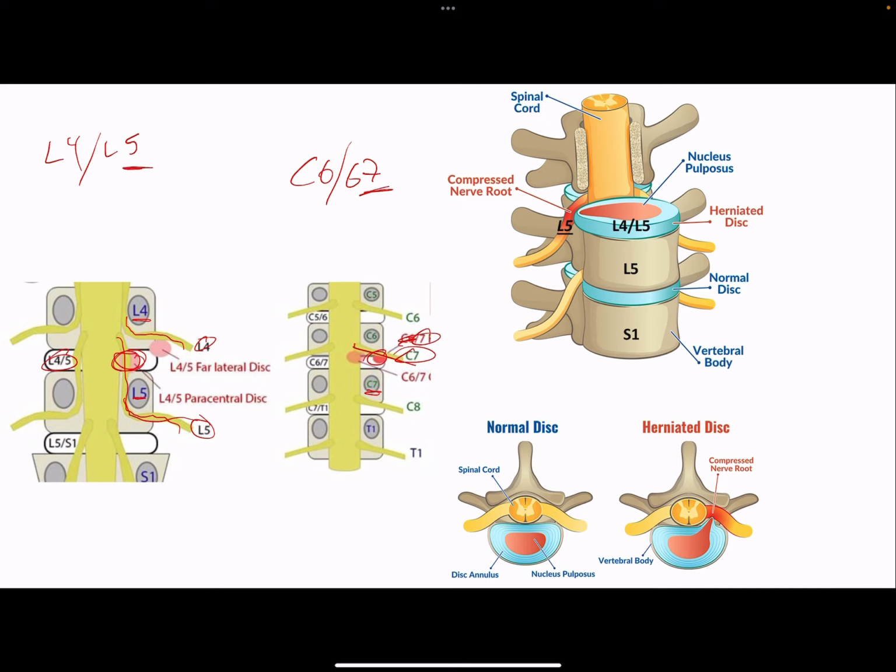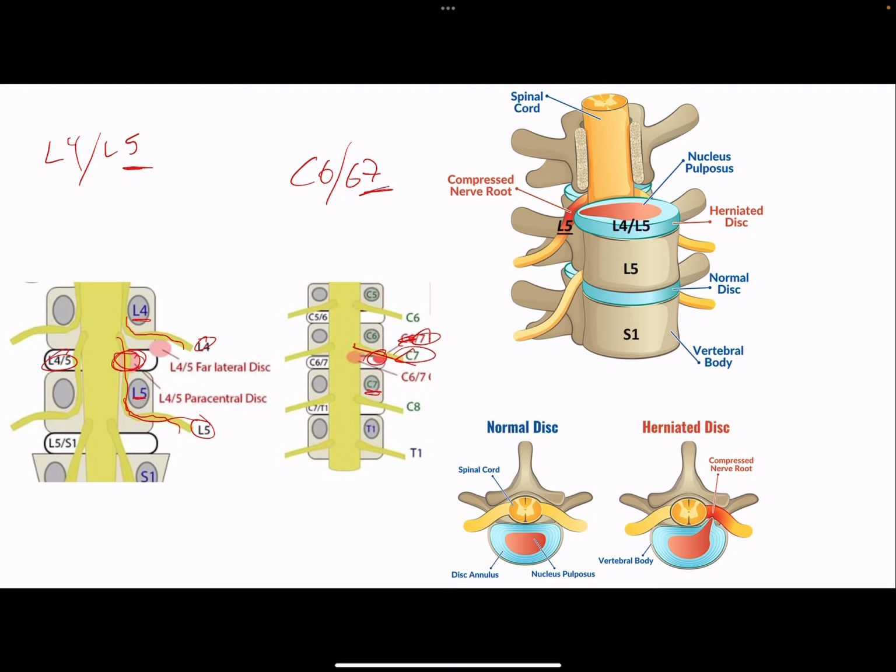So if that was all gobbledygook, what you should know is that whenever you're looking at a particular disc herniation, it is always going to be the more inferior associated vertebral body or nerve root, however you want to think of that. So between the L4 and the L5, it's the L5, and between the C6 and the C7, it's going to be the C7.